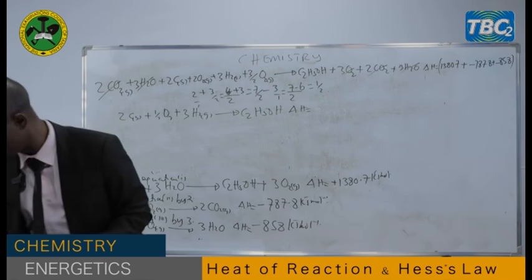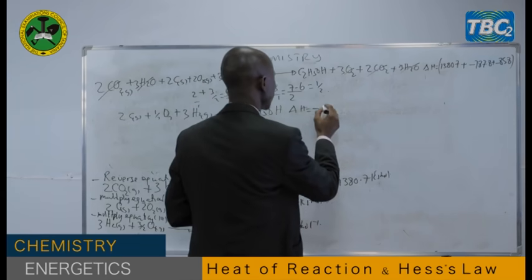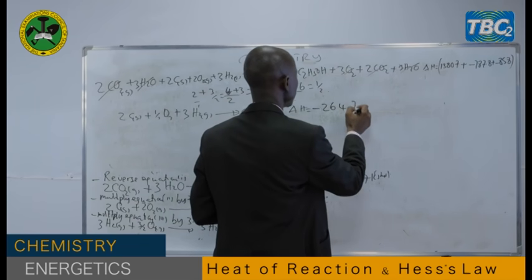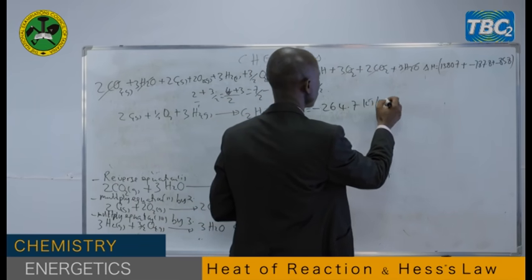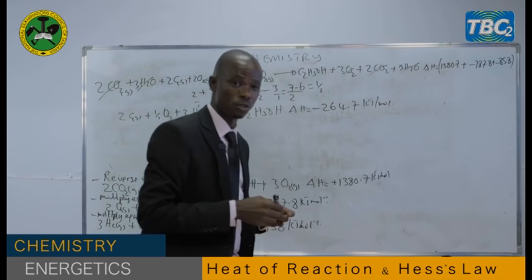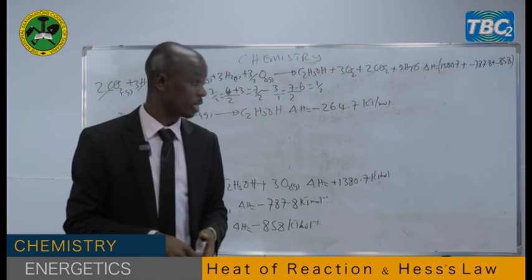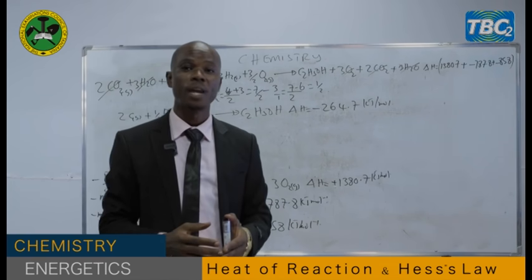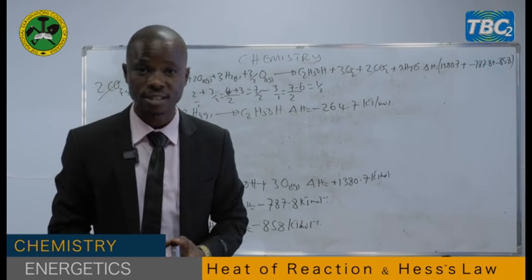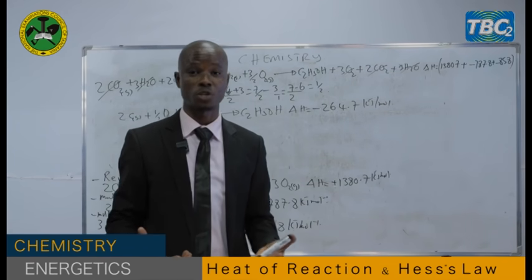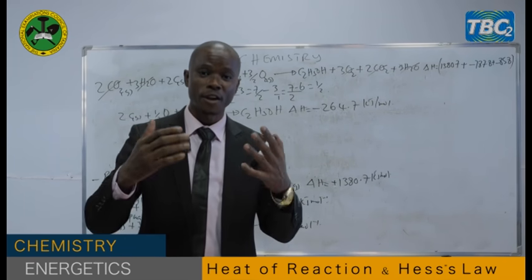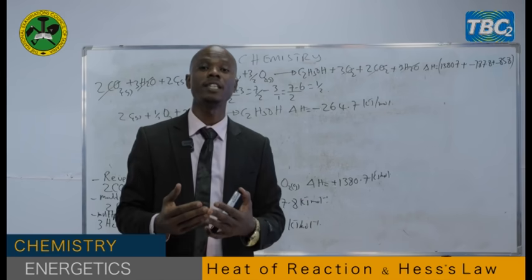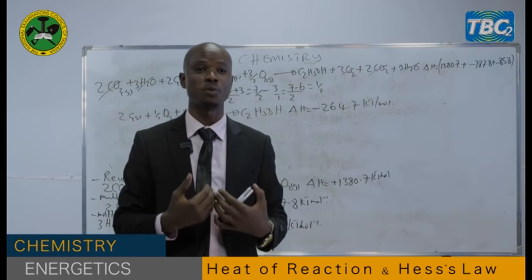So when you sum, you're going to get negative 264.7 kilojoules per mole. So I'm sure that, my dear student, you have got the skills of answering these problems. Now, I hope that we are together in this discussion, and I hope that you have some questions. And this time, I want you to participate with me.